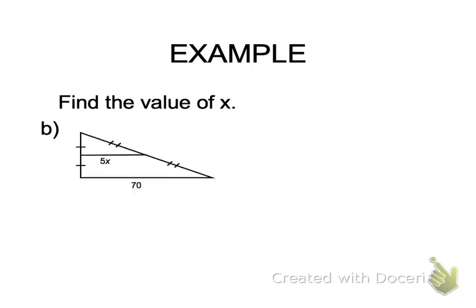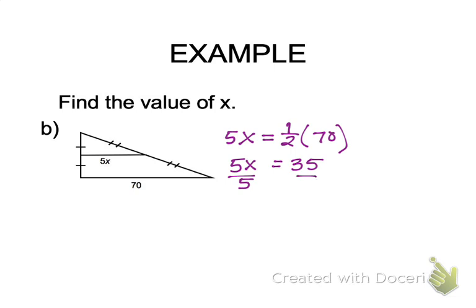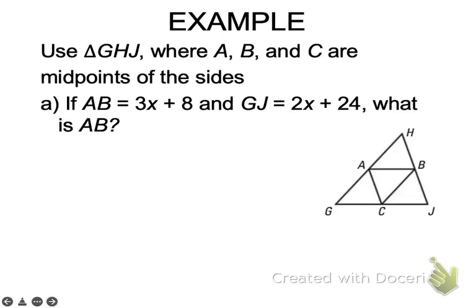So for B, X is still at my mid-segment, but now instead of just X, I have a 5X is equal to half my third side, which in this case is 70. Half of 70 is 35, is equal to 5X. Dividing by 5 tells me X is equal to 7. Questions so far? Nothing too complicated? Okay. So now let's move on to the back.